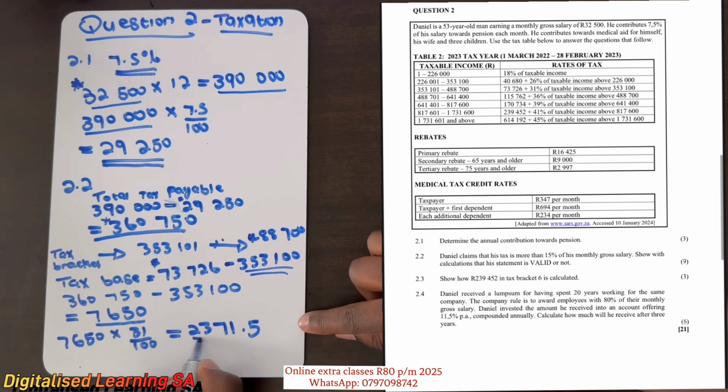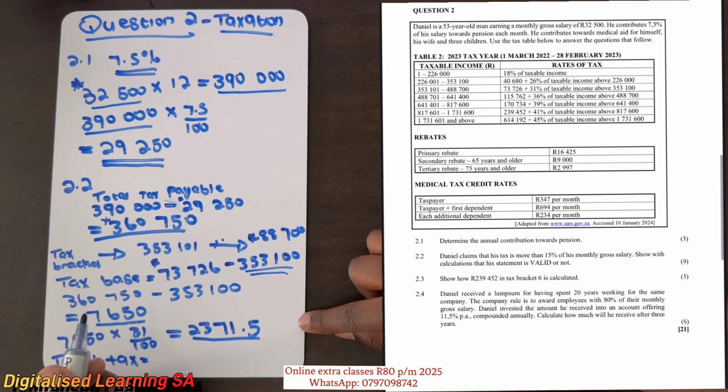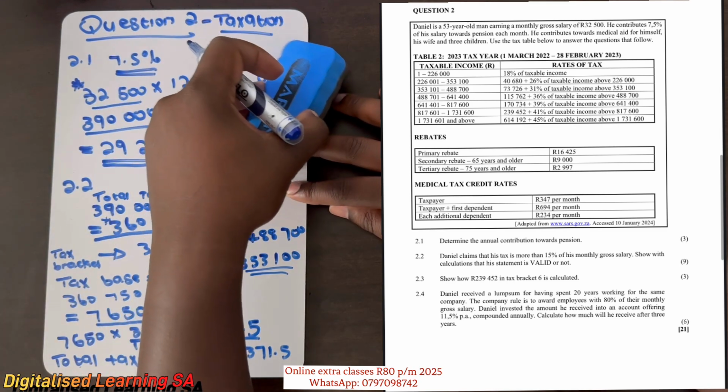Okay, so now we need to calculate our total tax. So our total tax will be the base tax, the one that has already been calculated for us, and the one that we have calculated. So it's 73,726 plus 2,371.5. Okay, so let's just create space.